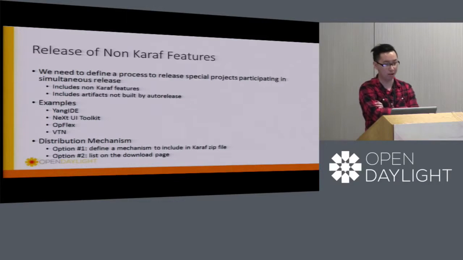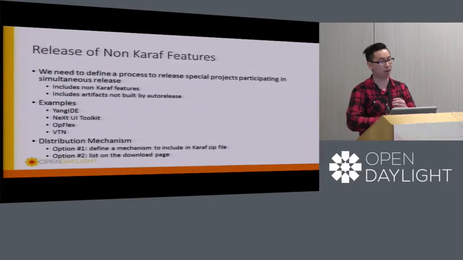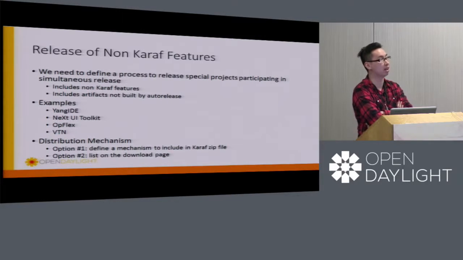Do we define some mechanism so that we can pull in all their artifacts into the Karaf zip file? I know that VTN does this already. Or do we list it as a separate download on our download page? This is what OpFlex and NextUI do at the moment.